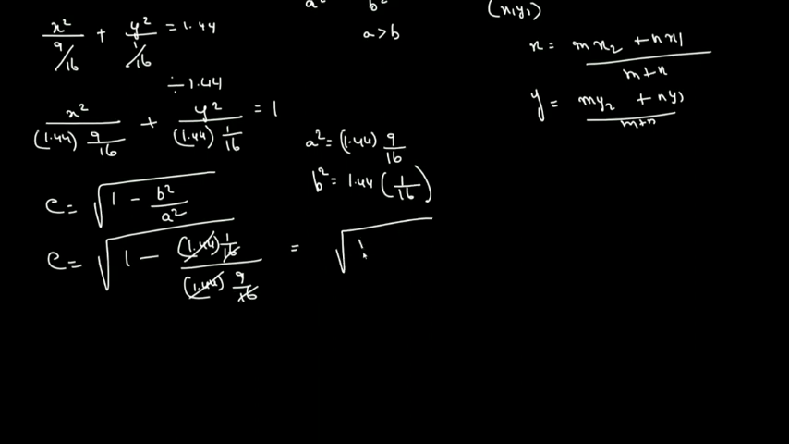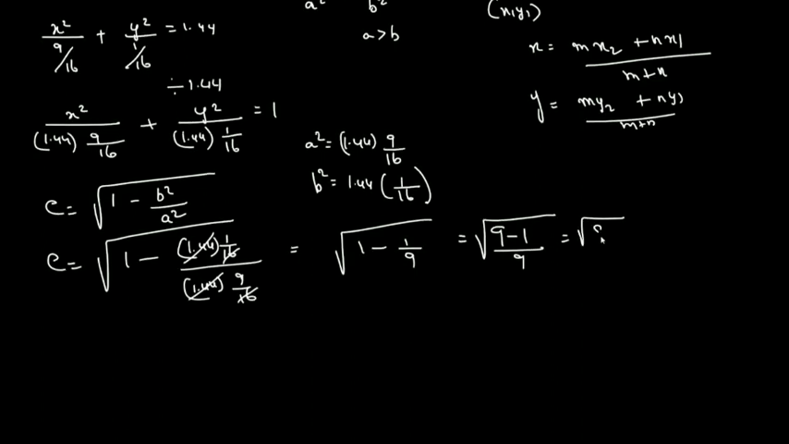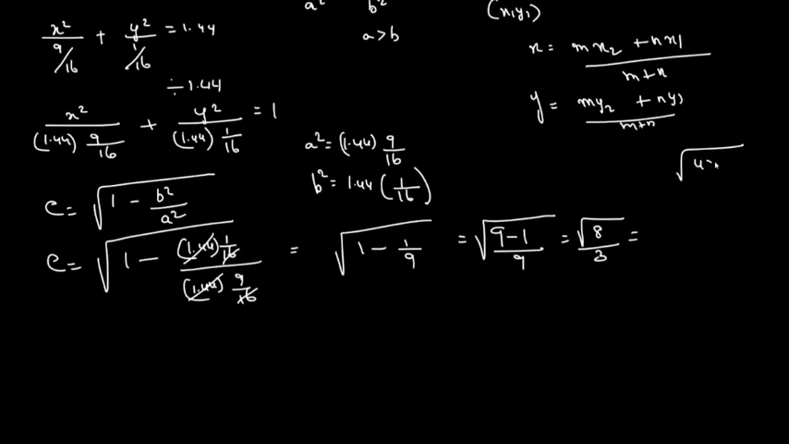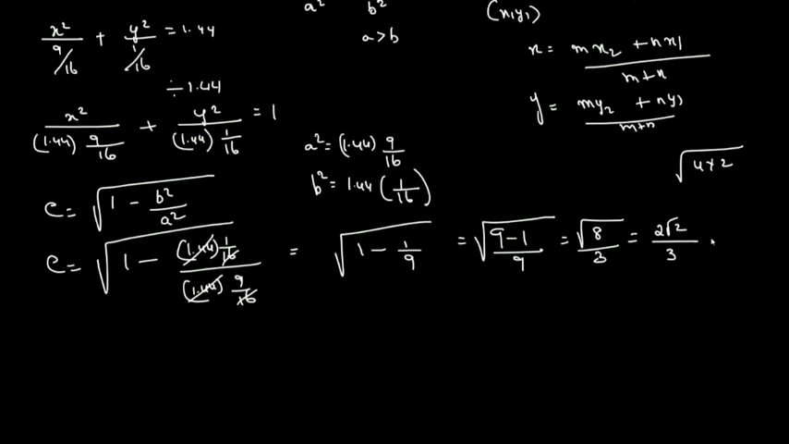So you get 1 minus 1 by 9, that is root of (9 minus 1) by 9, that is root of 8 by 3. Root of 8 is root of 4 into 2. You can write it as 2 root 2 by 3. So the eccentricity of this ellipse is 2 root 2 by 3.